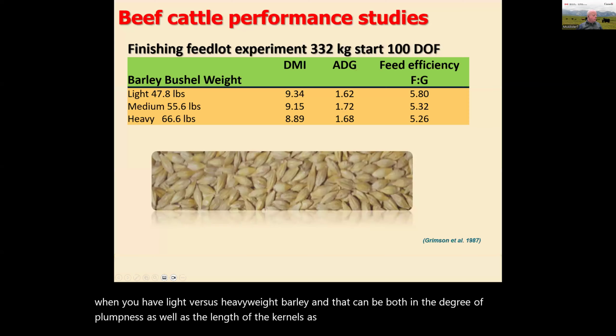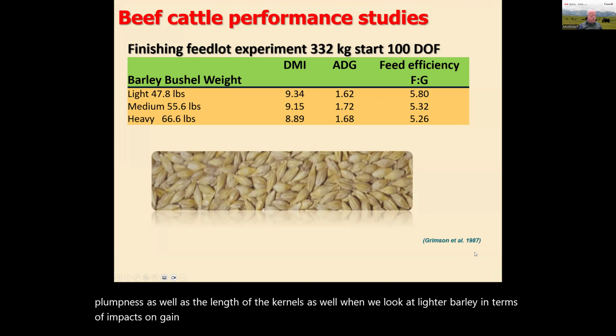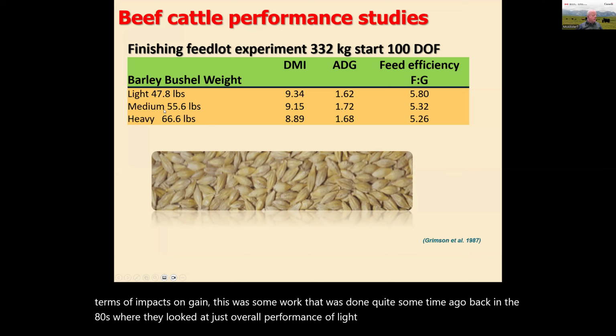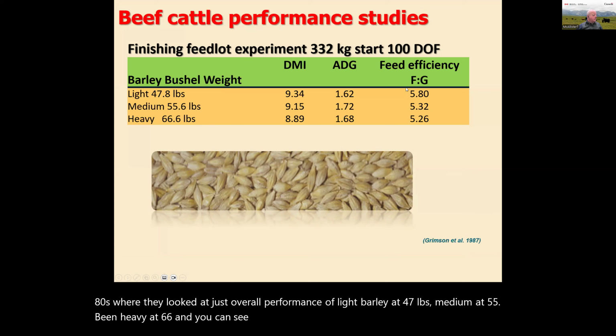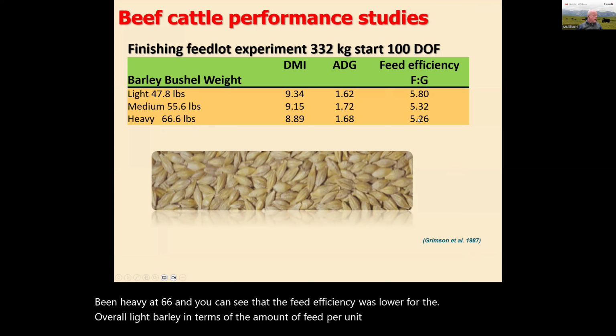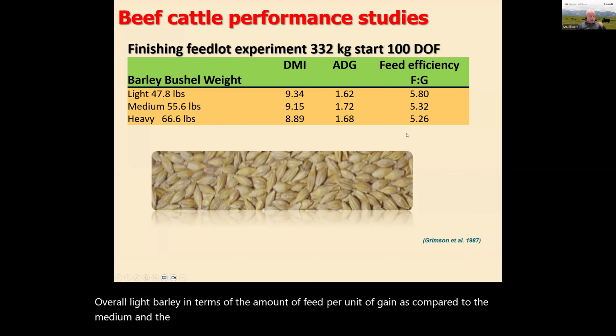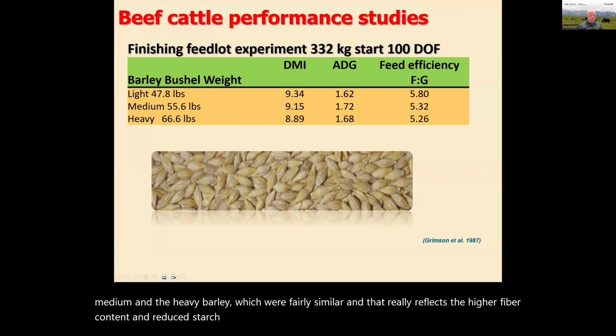When we look at lighter barley in terms of impacts on gain, this was some work that was done quite some time ago, back in the 80s, where they looked at overall performance of light barley at 47 pounds, medium at 55, and heavy at 66. And you can see that the feed efficiency was lower for the light barley, in terms of the amount of feed per unit of gain, as compared to the medium and the heavy barley, which were fairly similar. And that really reflects the higher fiber content and reduced starch content associated with light barley.